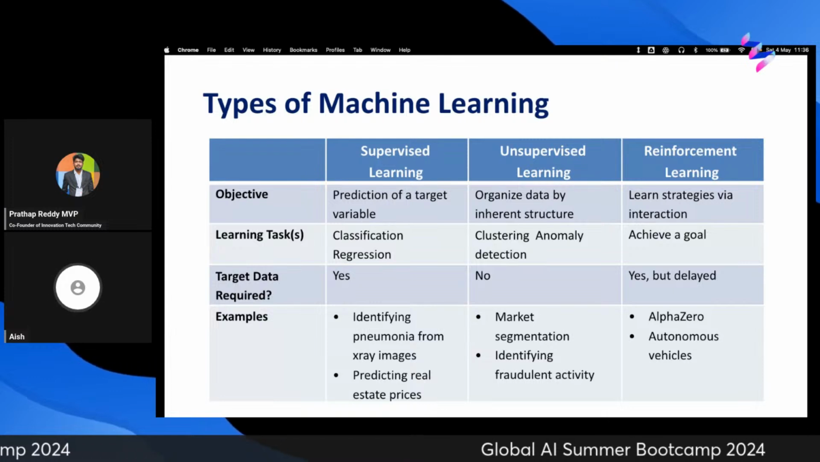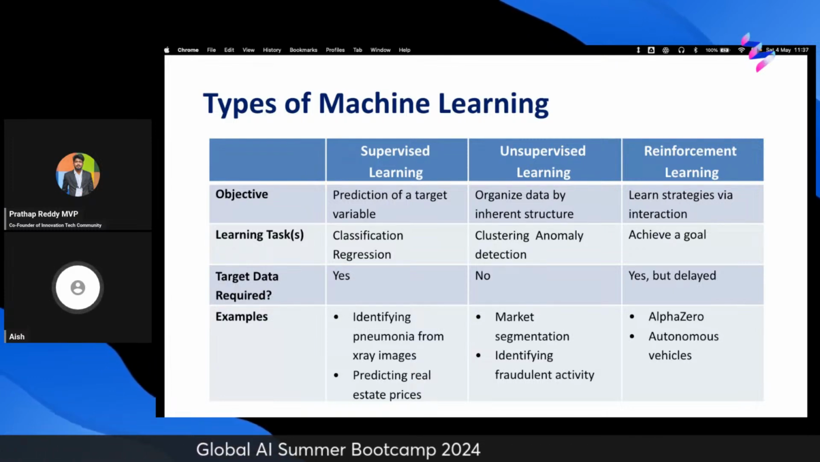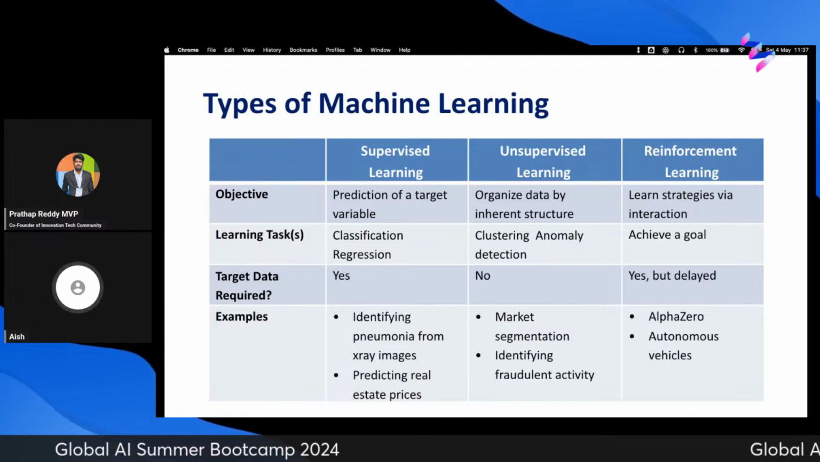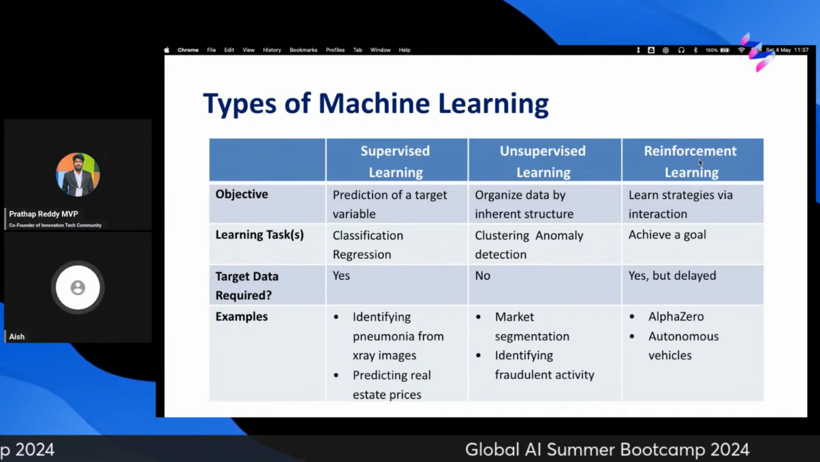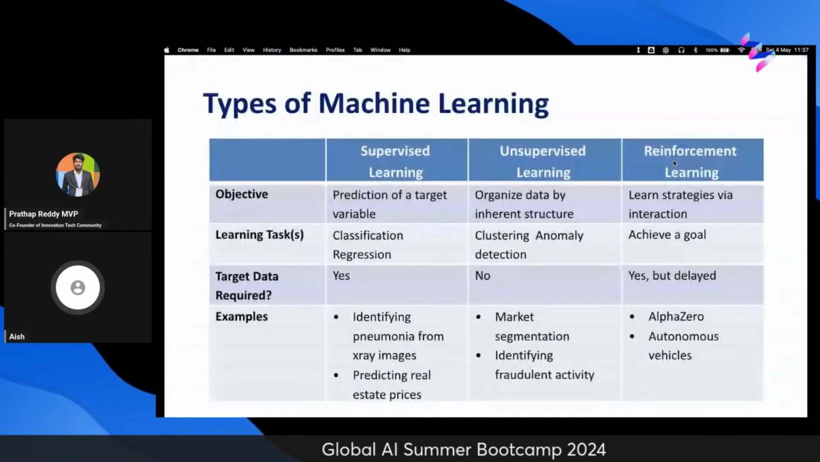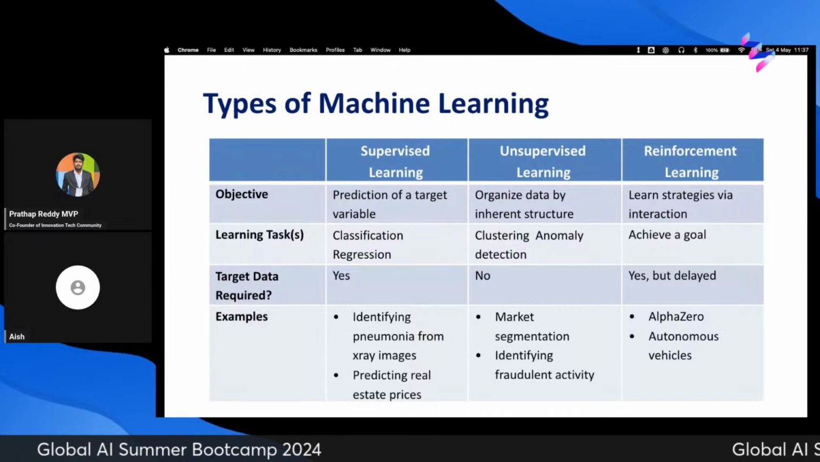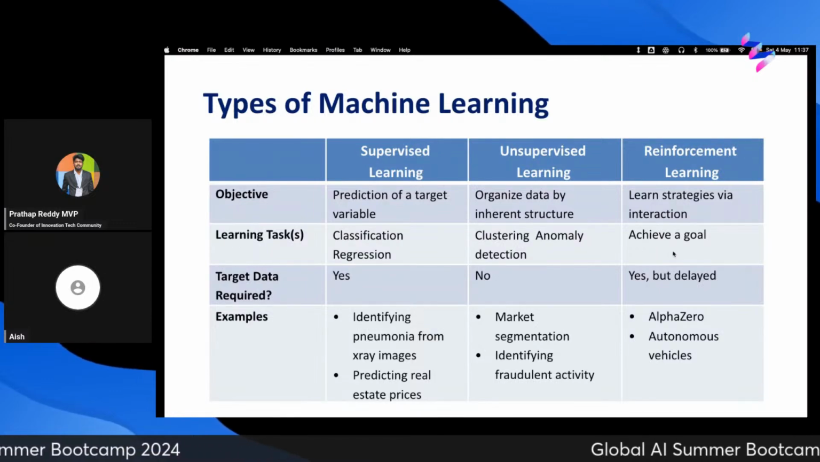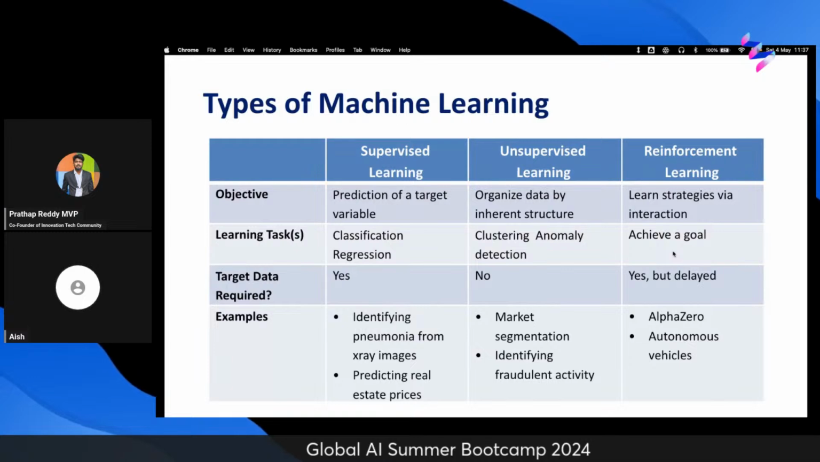So reinforcement learning is more that if you do a good thing, you will be rewarded. If you do a bad thing, you will have to pay for it. So this is how robots are generally trained. And reinforcement learning is very commonly used in autonomous vehicles, where your objective is to achieve a goal. So these are the three main types of machine learning.